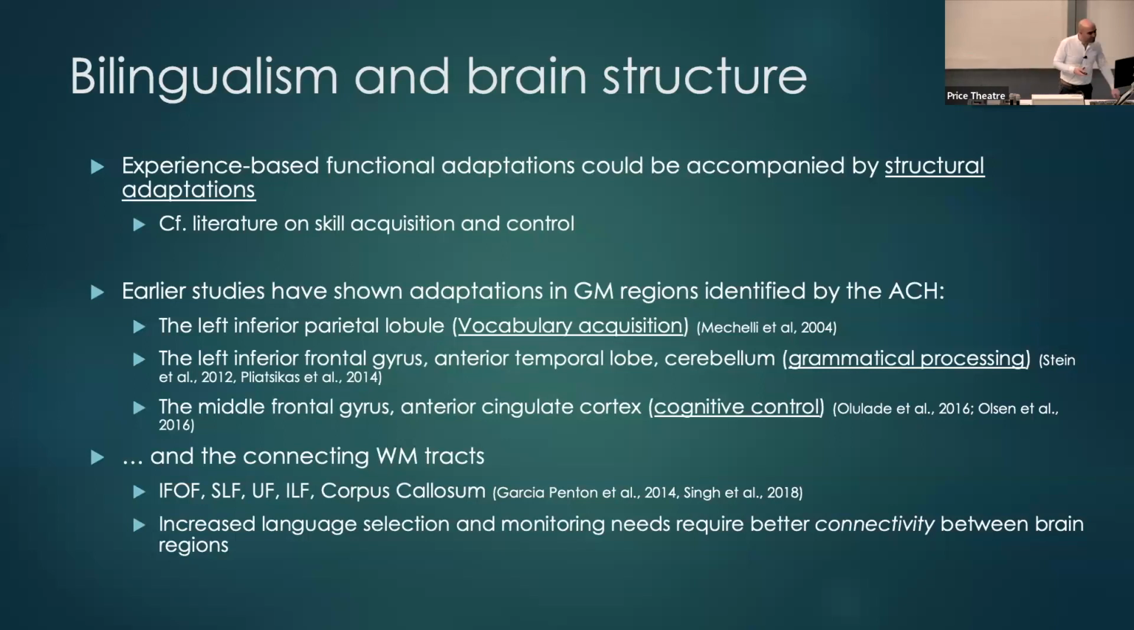So why do we get changes in white matter tracts? Well, increased language selection and monitoring needs, as you become an expert in bilingualism, require better connectivity between brain regions. So you get the gray matter changing as you learn, increasing and then decreasing as you learn how to juggle between the two languages, but you also get the white matter getting better in relaying information by increasing itself in volume as well.